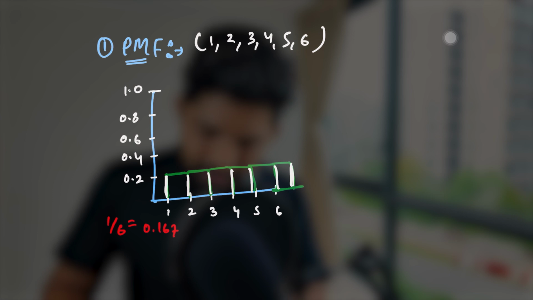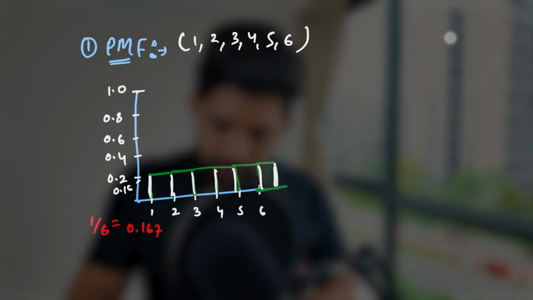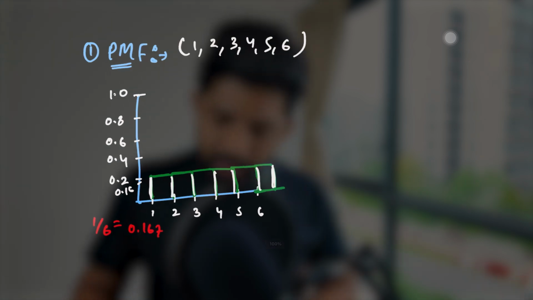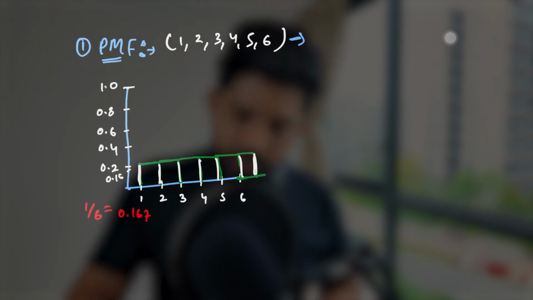Okay, this is a little bit like this, here you can say it is 0.16. Just understand what I'm trying to say, right? This is the PMF, right? Now if I want to draw the CDF of this, how can I do this? CDF means cumulative density function, right?